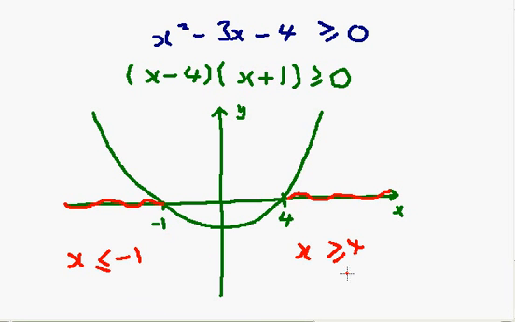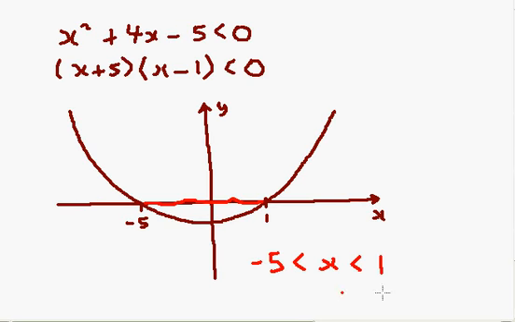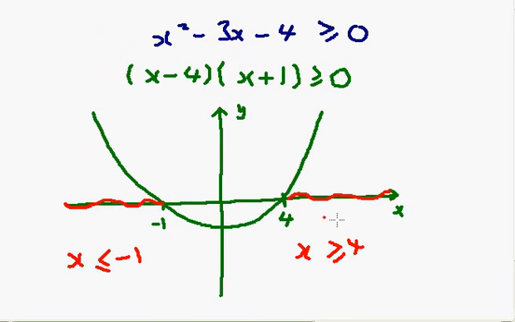We can't write it as one big inequality like we did for the previous example, for this one. We can't do this because it's not just one region, it's two distinct regions. So that is basically how we work with quadratic inequalities.